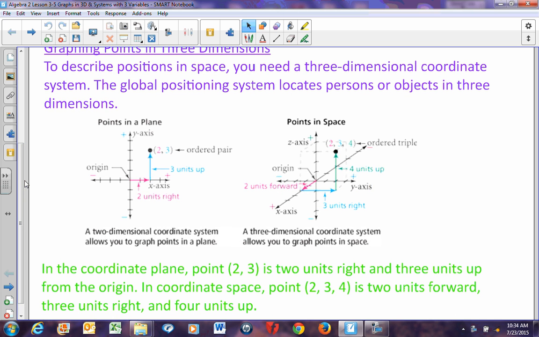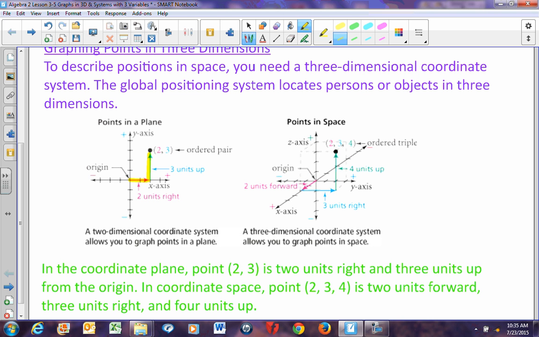If you have an x and y axis, as I simply do in this first picture here, my x-axis is my horizontal axis, and my y-axis is my vertical axis. If I was going to plot the point 2, 3, I would start at my origin, go right 2 units, up 3 units, and there's my plotted point.